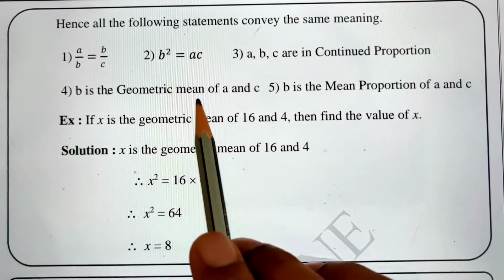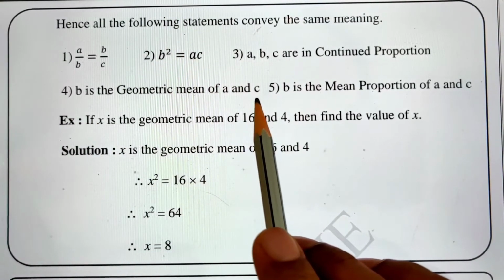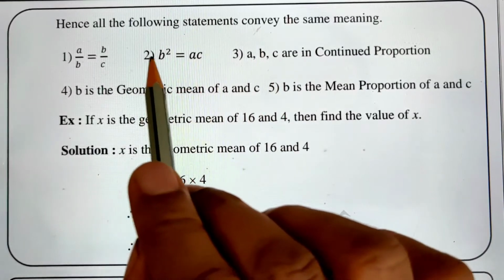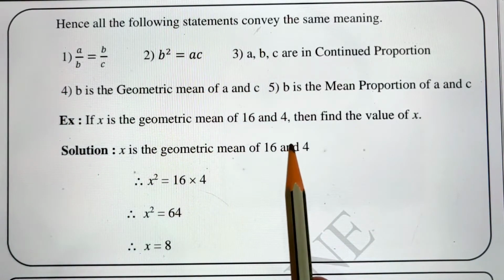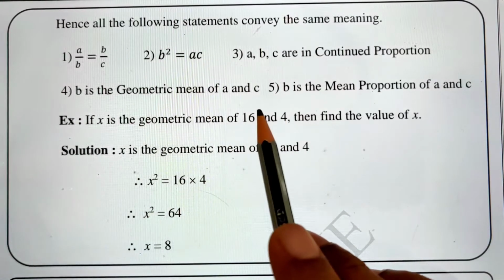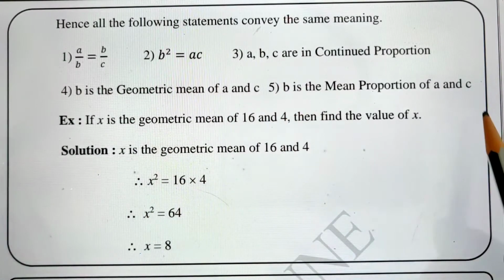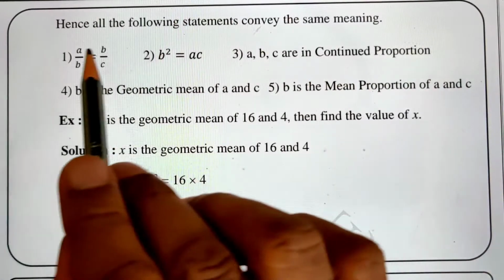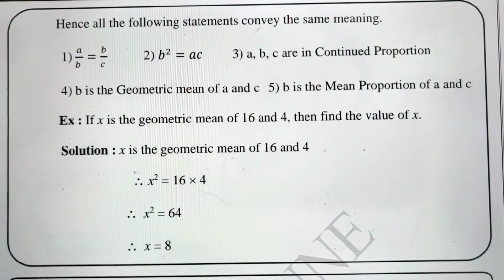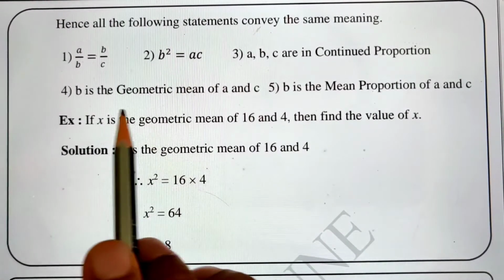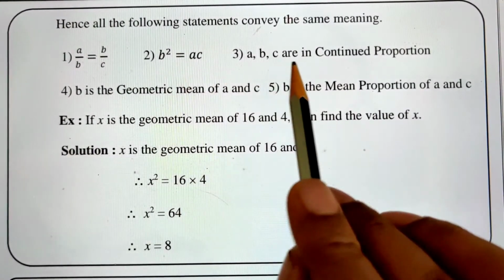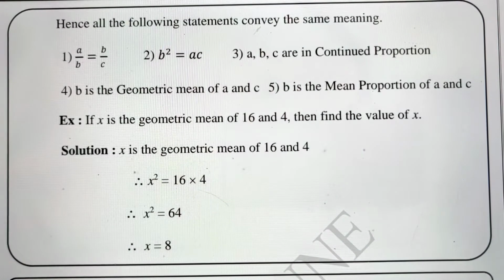Now B is the geometric mean of A and C. That means B square is equal to AC or A, B, C are in continued proportion. It means B is the geometric mean of A and C and B is the mean proportional of A and C. So the meaning of all the 5 statements is same. These 5 statements that are given, all five have the same meaning. That means A, B, C are in continued proportion. That is the meaning. Now some examples are given.